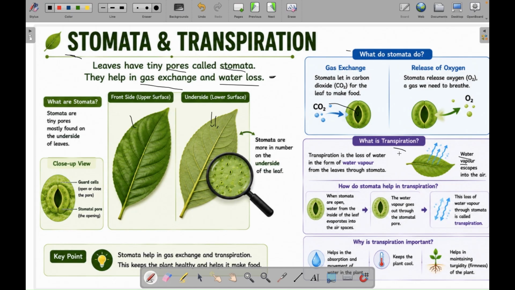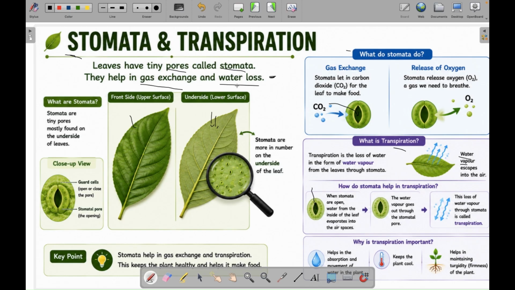Now, how do stomata help in transpiration? When the stomata are open, water from the inside of the leaf evaporates into the air spaces. So because of evaporation and the stomata being open, the water is escaping in the form of gas through this pore. The water vapor goes out through the stomatal pore. This loss of water vapor through stomata is called transpiration.